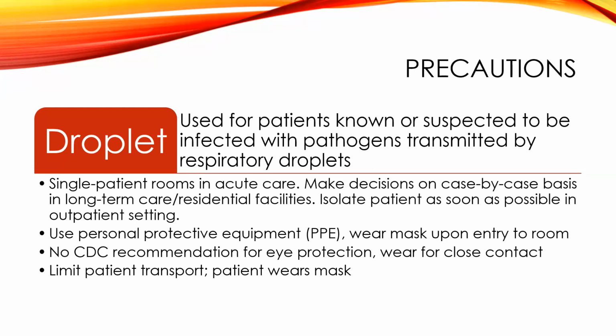All right, someone on droplet precautions. This is when someone has an infectious disease that's known to be transmitted by respiratory droplets. This group of patients would also be in single patient rooms in acute care. And same thing, decisions are case by case when people are residing in a long-term care facility. And same thing, you're going to isolate them as soon as possible if they come to outpatient.